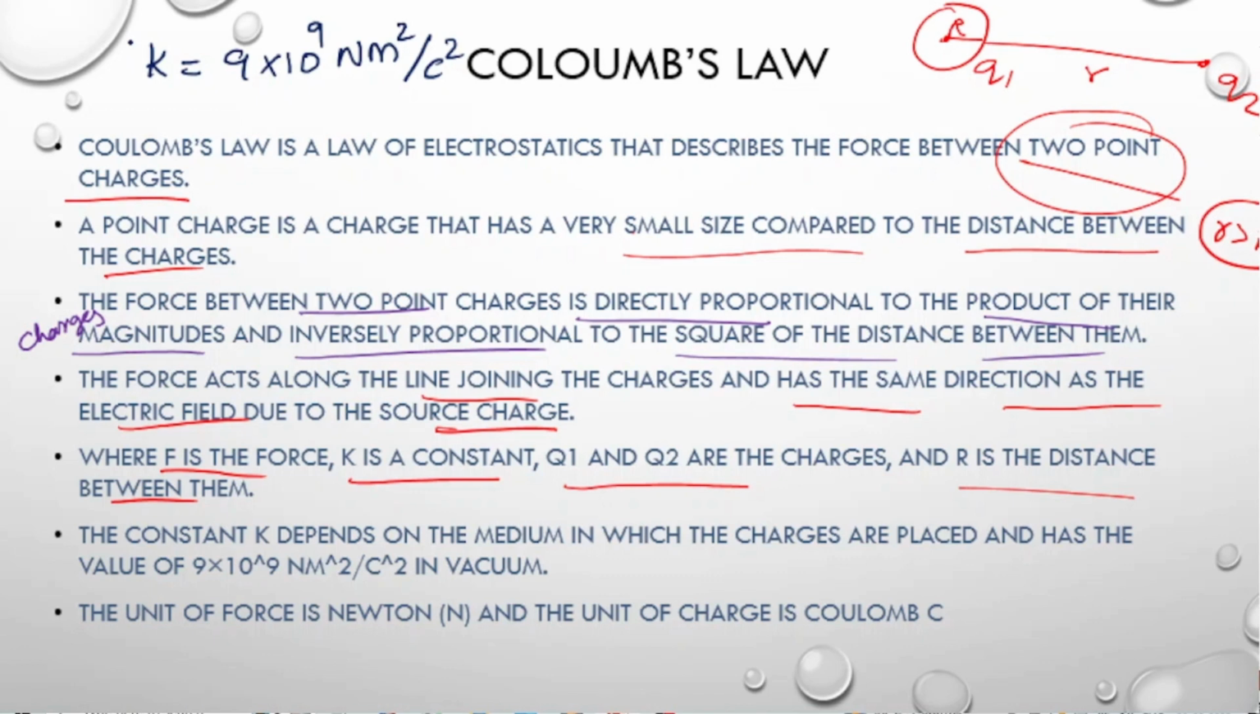Then what is the unit of force? Unit of force is Newton. And what is the unit of charge? Unit of charge is Coulomb. We already know it very well. Right? Unit of charge is Coulomb. Now moving on to vector form. So how do we do a vector form?